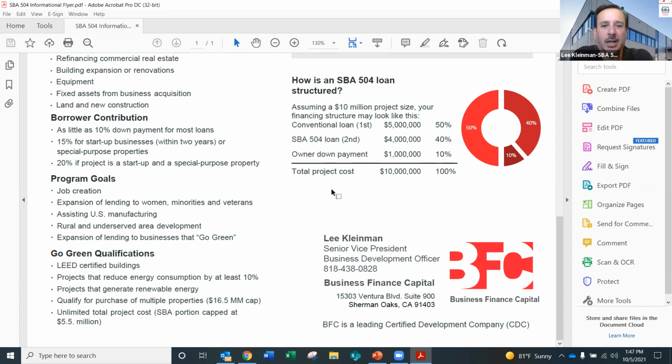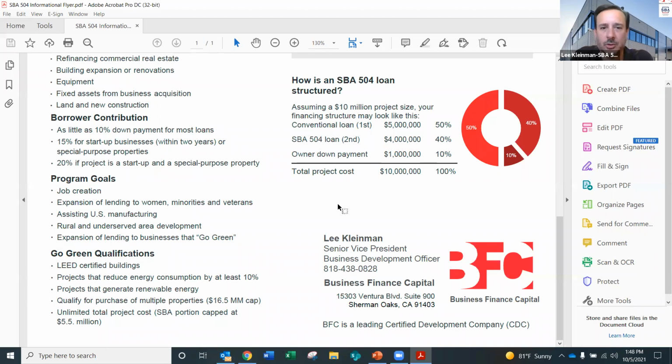I've never heard of a company blowing through $15 or $16 million of just the second mortgage amount. So there is an awful lot of buying and borrowing power through this program that many people don't know about. The other thing worth mentioning, as I discussed earlier, the typical structure is 50-40-10.